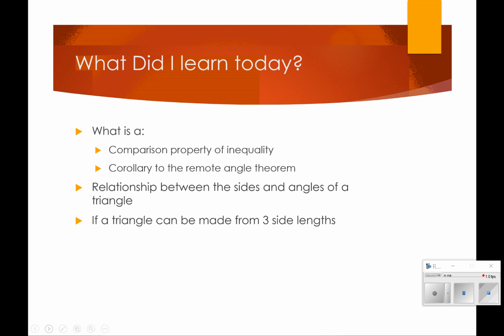Okay, so today we looked at the comparison property of inequality. We looked at the corollary to the remote angle theorem, that says that the exterior angle is always bigger than each of the other angles.